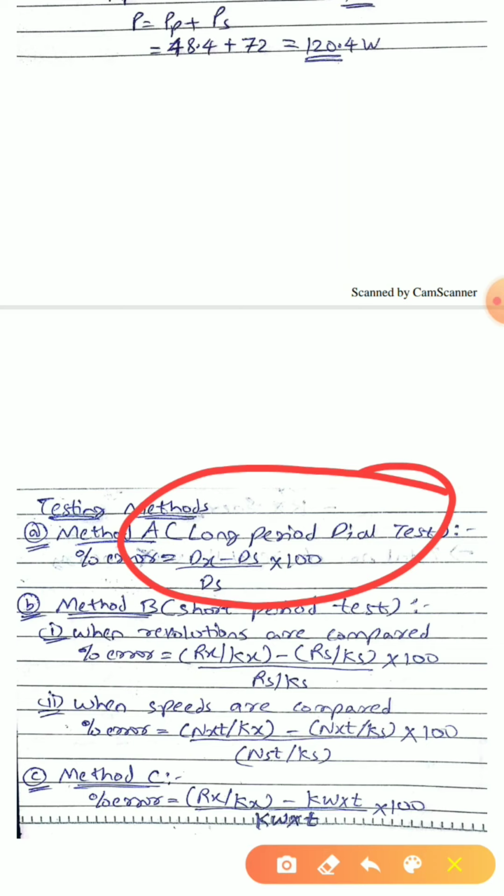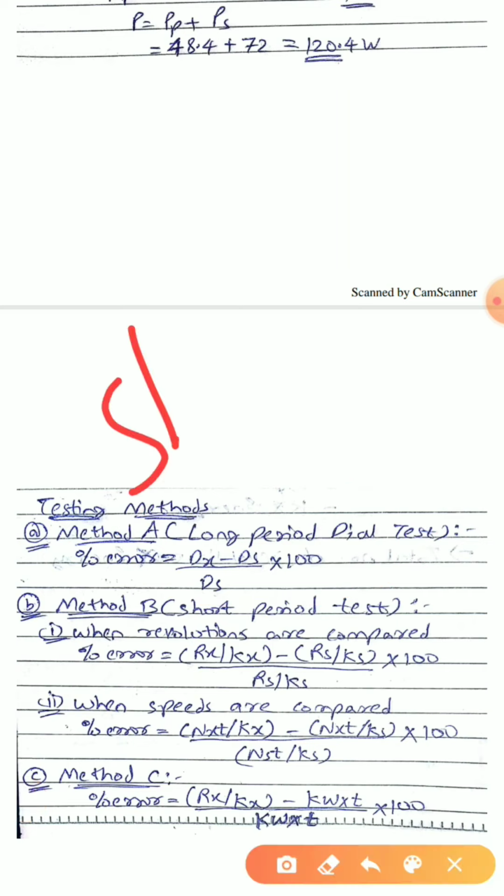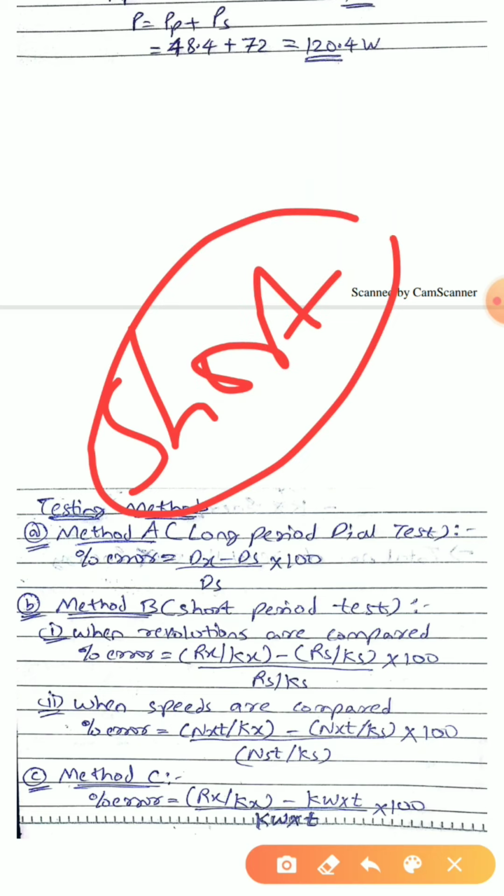Now after the long period dial test, normally a short time test at full load is done, that is to detect if any heating problems are there. That is, I will be conducting my long period dial test. After that, a short time test is also done, maybe of 15 minutes or 5 minutes, to check if this heating is causing any errors or not.